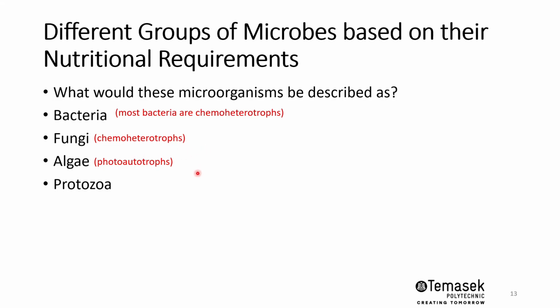The algae, the majority of them, are actually photoautotrophs, using sunlight as their energy source, as well as carbon dioxide as their carbon source, right? They are self-feeders, they don't depend on others for food. And finally, for protozoa, often you see that the majority of them are actually chemoheterotrophs.